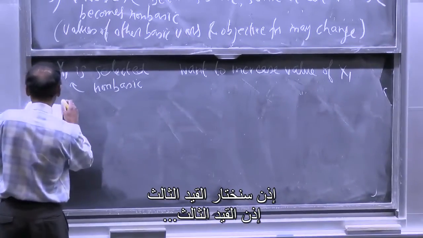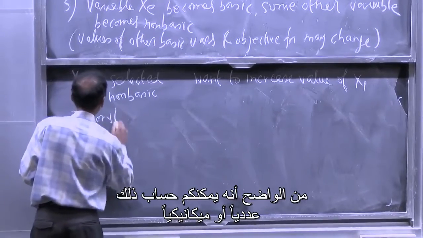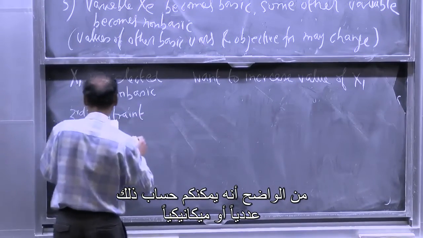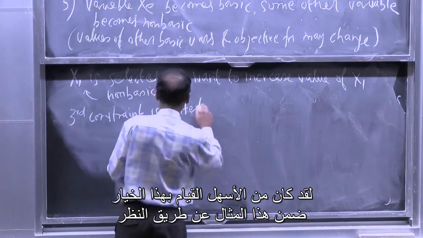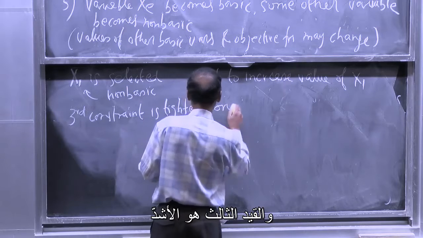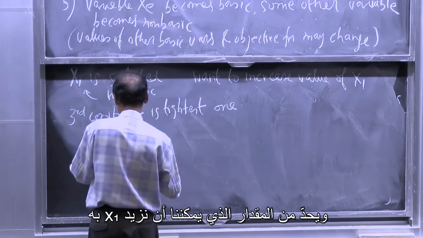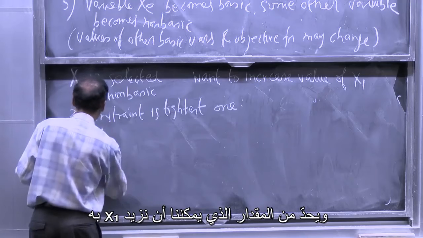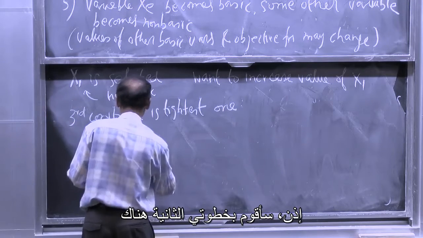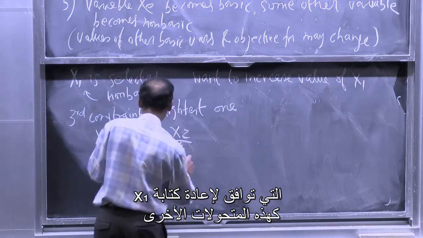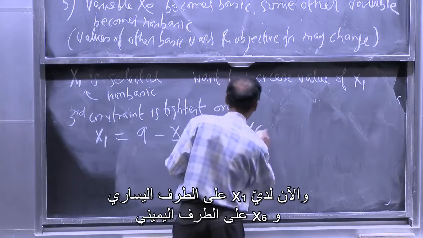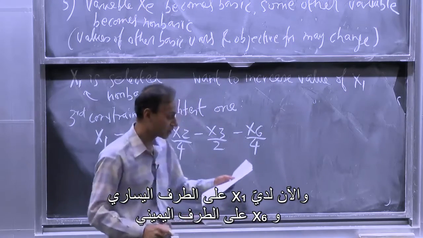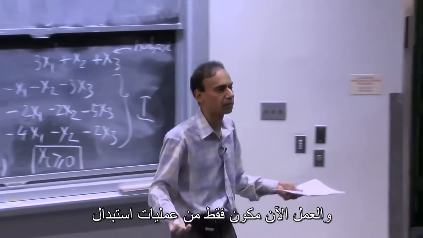So for the third constraint, you can obviously compute this numerically or mechanically. It was just easier to do this in this example by eyeballing it. And so the third constraint is the tightest one. And it limits how much we can increase x1. So I'm going to do my second step up there, which corresponds to rewriting x1 in terms of these other variables. And now I've got x1 on the left-hand side and x6 on the right-hand side.